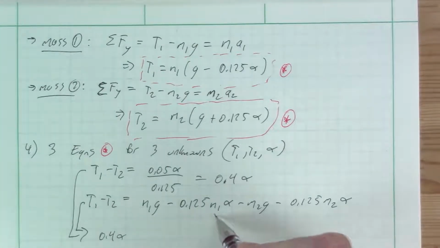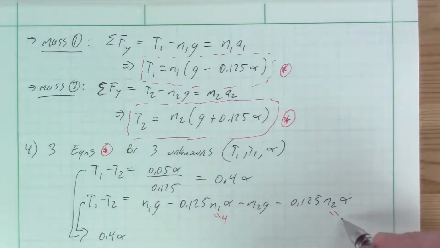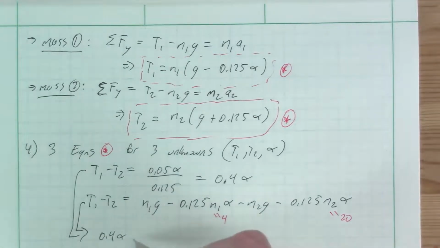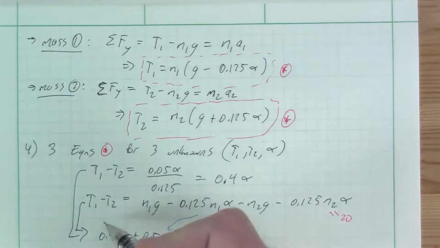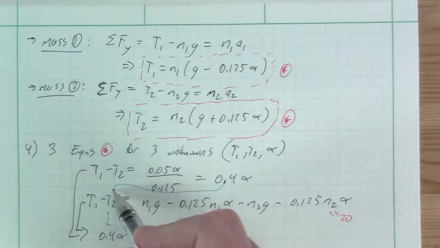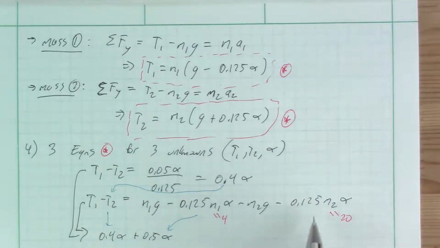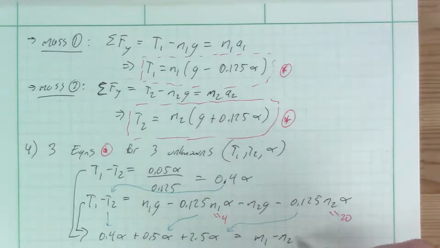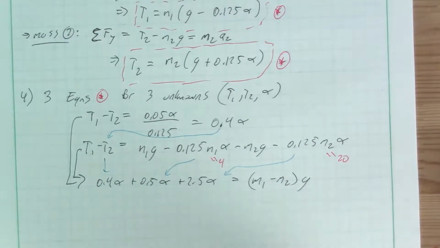So then we have, mass 1 is 4 kilograms. Is that right? Yep, 4 kilograms. Mass 2 is 20 kilograms, so 4 times an eighth is a half, and pull it to the other side. All right, so that's that term, and that's that term with that plugged in. And then I'm going to pull this term. So 20 divided by 8 is 2.5 alpha. And then what's left on the other side is just mass 1 minus mass 2 times g. And this then, with some simplifying, allows us to solve for alpha.